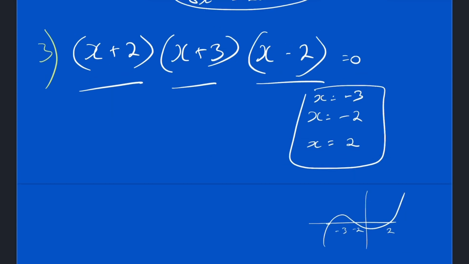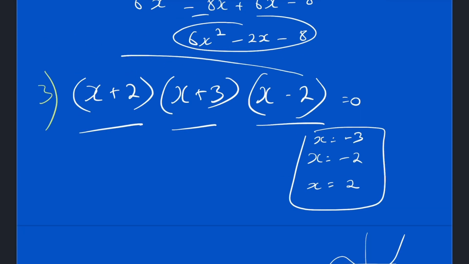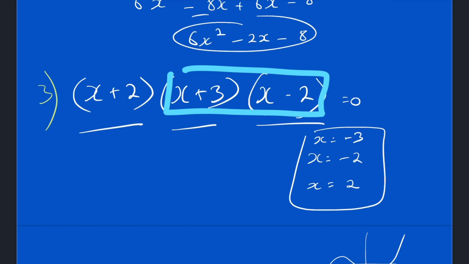So here it is. All we do is we basically expand 2 of them and we just ignore the other one. So I'm going to expand these 2. So let me highlight here. These 2 are going to be expanded. I'm going to ignore this one here. So let's go.